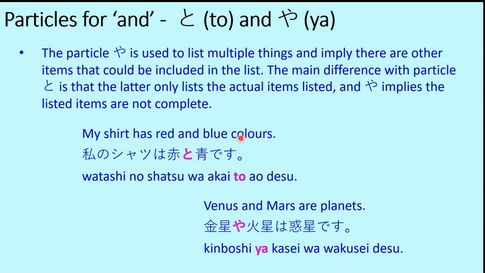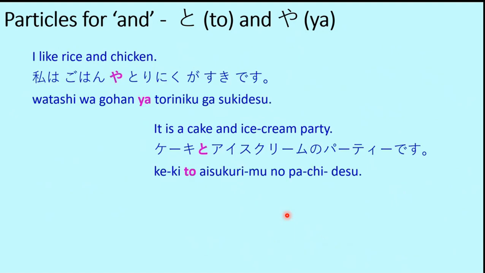Whereas my shirt has red and blue colors. Watashi no shatsu wa akai to ao desu, because the shirt has only red and blue colors. Whereas there are other planets as well apart from Venus and Mars. Let's look at two more examples.